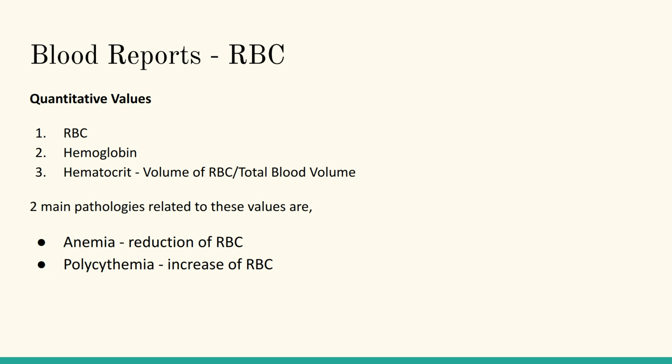And based on the quantitative values, there are two main pathologies. The first one would be anemia, which is the reduction of RBC. It's not just the reduction of RBC, it can be the reduction of all RBC, hemoglobin, and hematocrit. And polycythemia is the increase of RBC.